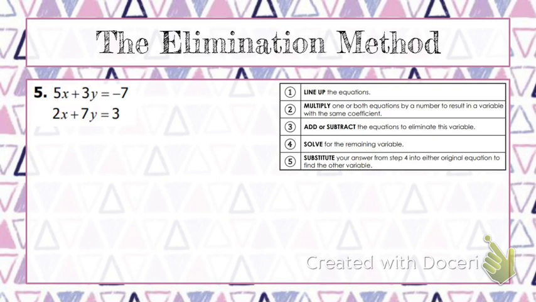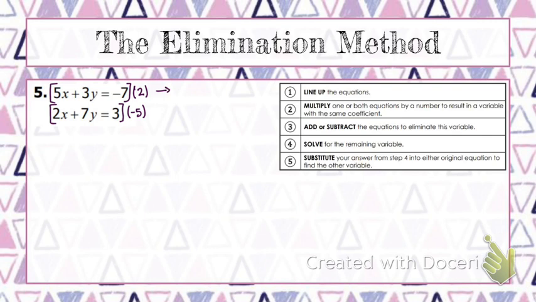I want to cancel the x's. In order to do that, I have to multiply this whole equation by 2. And that's going to give me positive 10x over here. And then I'm going to multiply this equation by negative 5 because I want to get a negative 10x here so that they cancel each other out. So let's look at what this is when we rewrite it.